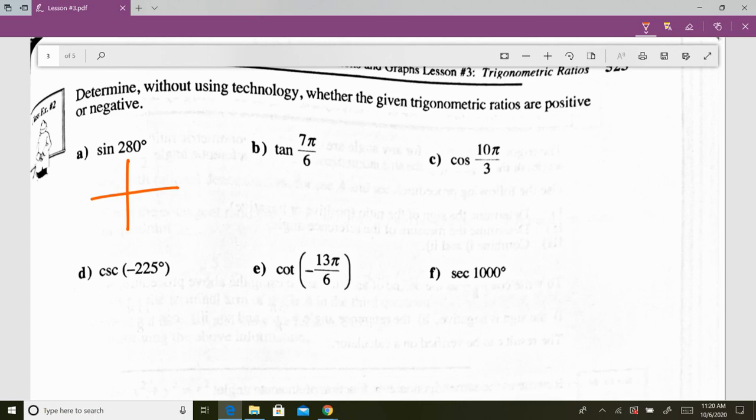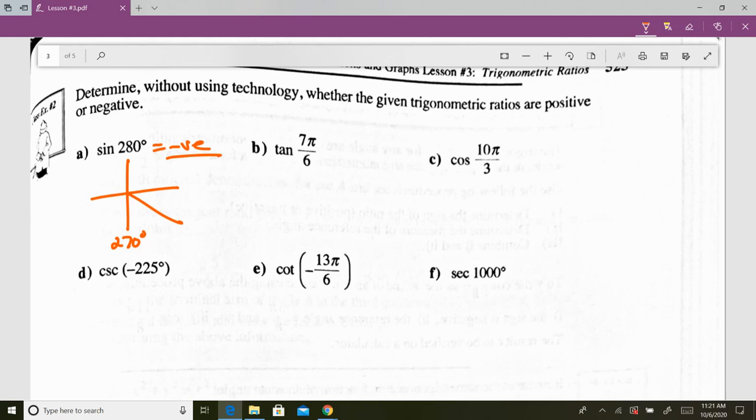280. What quadrant am I in? 3, 4, right? Because this is 270, right? So we're in quadrant 4. 280 degrees. Quadrant 4. Is sine positive or negative in quadrant 4? Negative. So I don't want to know what the number is. I just want to know if it's positive or negative. Sine's negative there. And actually, if you punch sine 280 into your calculator, you'll get a negative number. All right, that's where that comes from.